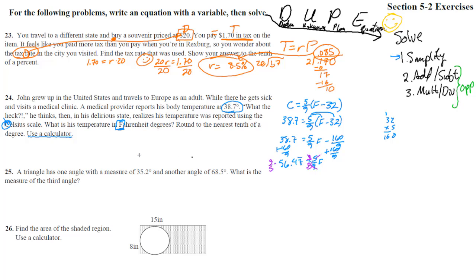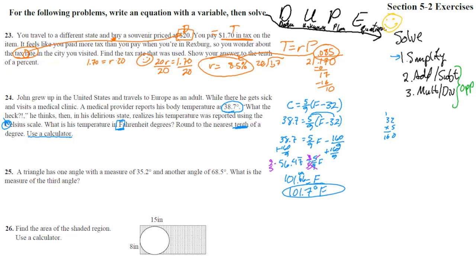Cancel, cancel, cancel, cancel. F equals, so I'm going to take 56.47 repeater times 9 divided by 5, and I get 101.66. Nearest tenth of a degree, so I got to round, and that makes 101.7 degrees Fahrenheit. Yep, he has a fever. That is true. 38.7 degrees Celsius is a fever indeed.